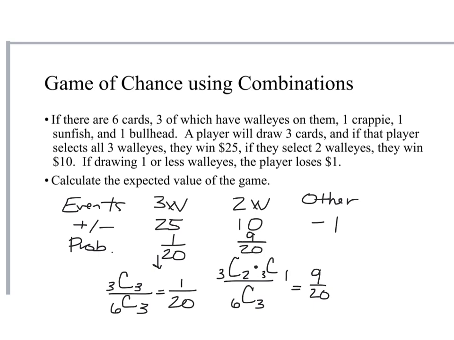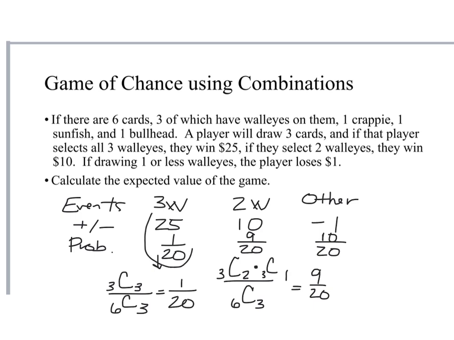Now all the other ones, which would be either 1 or 0 walleyes, you could calculate both of them and add them up, but it's always easier at this point to just find the probability of winning something, which is 10 out of 20. So therefore the probability of losing something must be 10 out of 20.